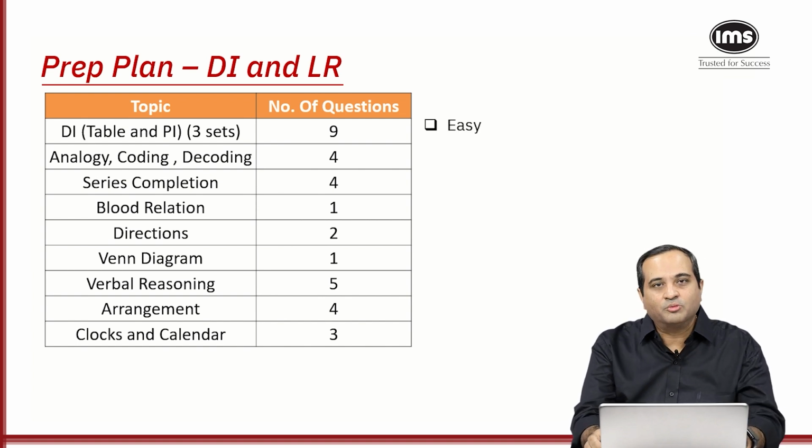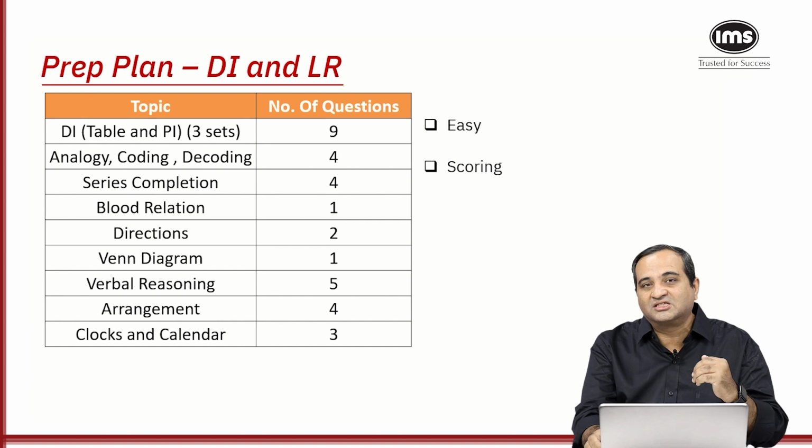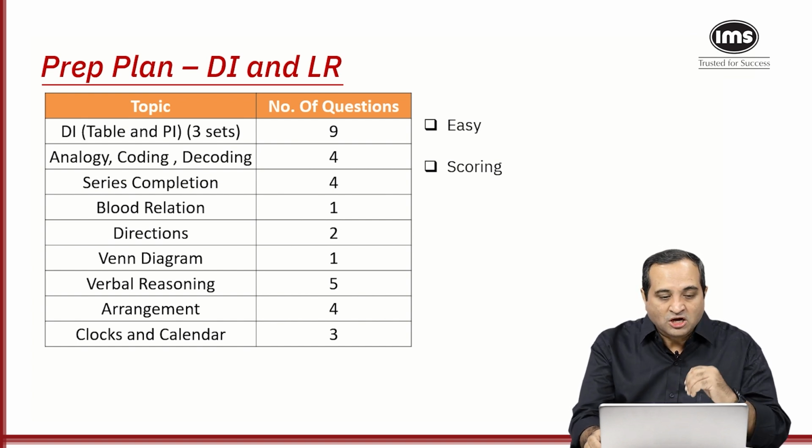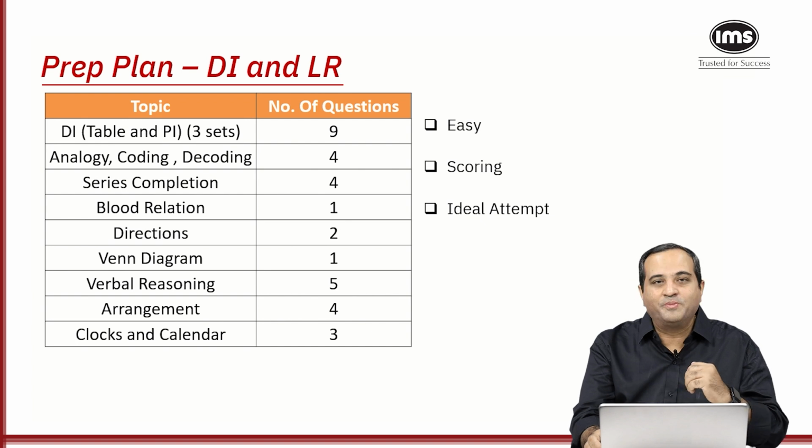Now, the first thing to realize here is that the majority of the questions in JIPMAT from logical reasoning are easy. And hence, this section is supposed to be a section in which you can score. So, what should be an ideal attempt out of these 33 questions?